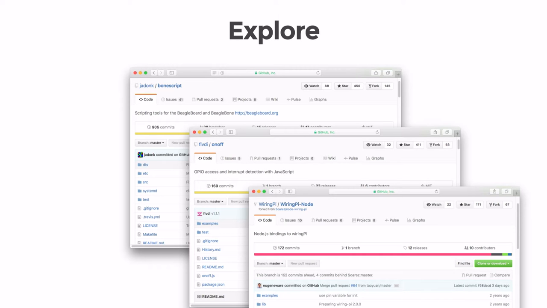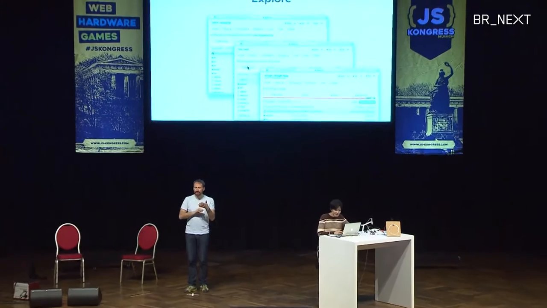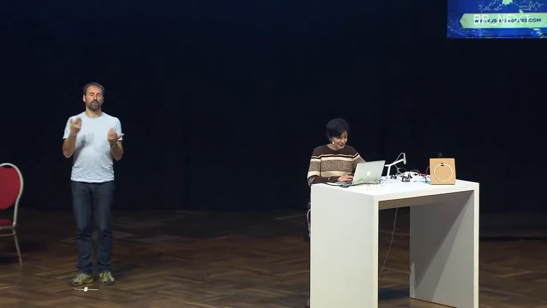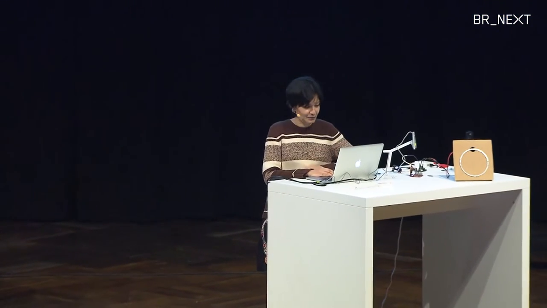I have three examples here. You can use BoneScript for BeagleBone, or onoff for GPIO access, or wiringPi for Raspberry Pi. Lots of things to explore using the concept of JavaScript running on hardware. Let's go to the second example.